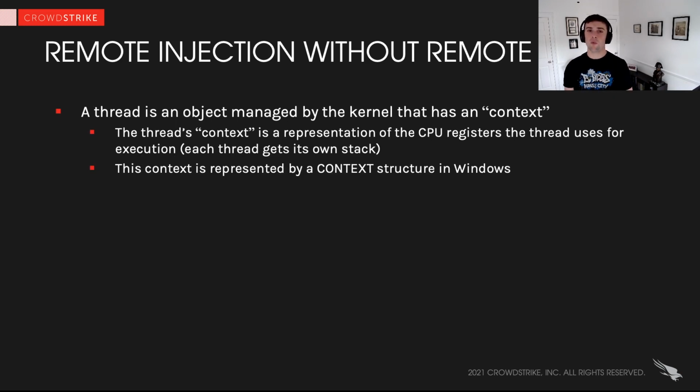At the current point, we have a remote process that we've targeted, we have a thread within that process that we've suspended, and we have a way to interact with that process and with this thread. A thread is also an object that's managed by the kernel, and it has an associated context. A thread's context is a representation of execution at the time the thread was executing. This is represented through CPU registers that the thread uses for execution. Recall, each thread gets its own stack. And this context is represented by a context structure on Windows.